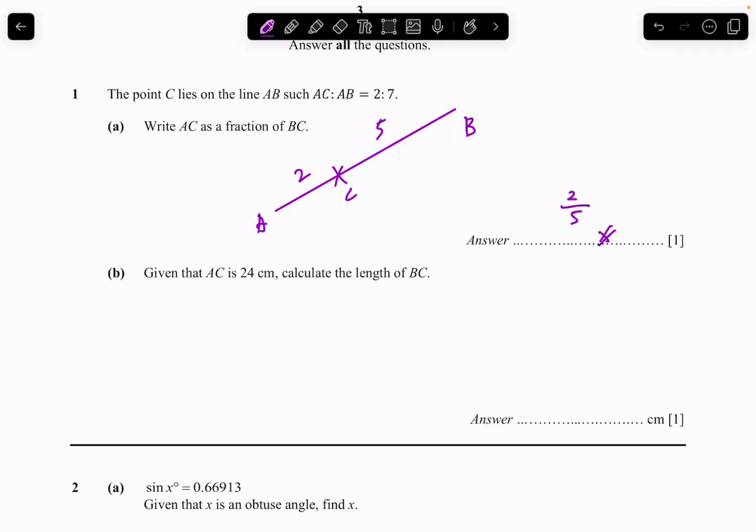So answer 2 out of 5. Okay. Given that AC is 24 cm, calculate the length of BC. So 2 units equals 24, 5 units equals 24 divided by 2 times 5, 60 cm.